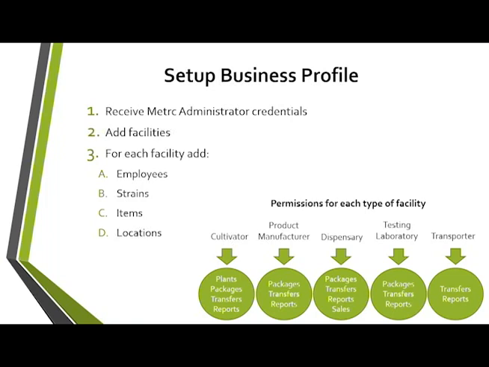Once you add each of your facilities, for each of those facilities you will have to add your employees, your strains, your items, and your locations. If you think about the analogy, you're getting your keys for all of your office spaces, and then you have to go in, put the furniture in, and hire the folks. You can add employees, strains, and locations across multiple facilities. If you have common folks, then you can add them across multiple licenses. Permissions apply for each facility type.